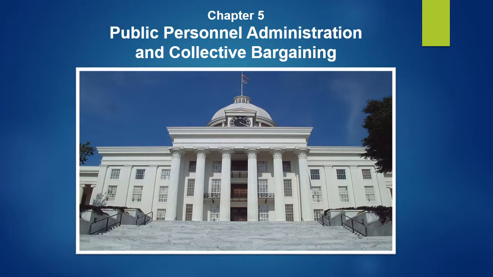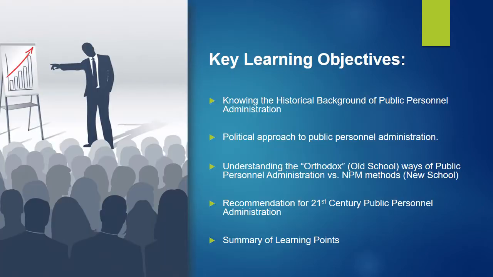We'll be discussing Chapter 5, Public Personnel Administration and Collective Bargaining. So the key learning objectives for this chapter. First, knowing the historical background of public personnel administration. Second, the political approach to public personnel administration. Third, understanding the orthodox ways of public personnel administration versus the new methods. The fourth learning objective will be recommendations for the 21st century public personnel administration. And finally, the final learning objective will be the summary of learning points.